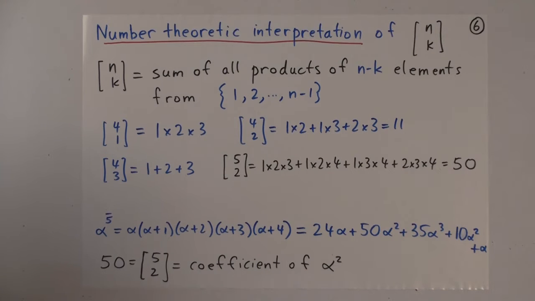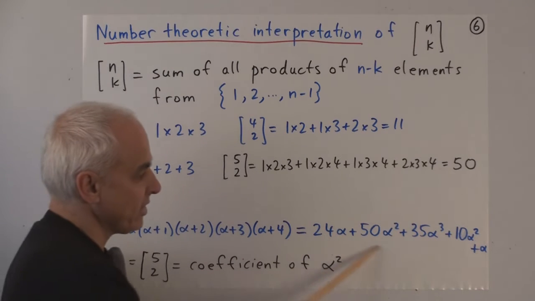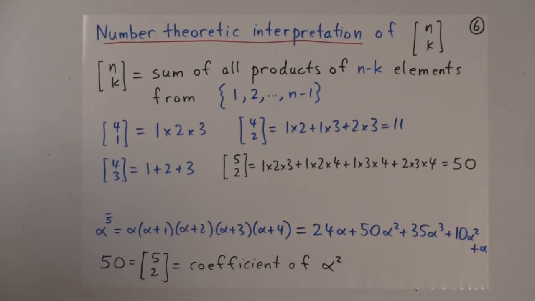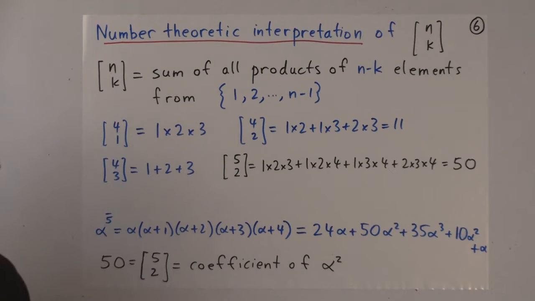Why is it true? It's in fact almost obvious when you look at what the rising power is. So alpha to the 5th rising. I remind you, it's alpha times alpha plus 1 times alpha plus 2 times alpha plus 3 times alpha plus 4. And here it is written out in terms of the various Stirling number coefficients. So let's have a look, for example, at 5 bracket 2, this 50 that's appearing. It's the coefficient of alpha squared when you expand this out.